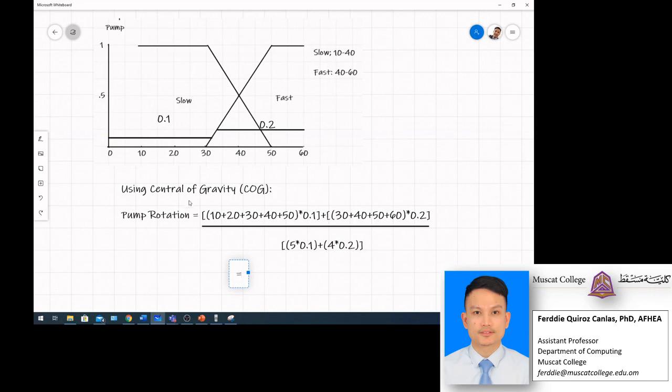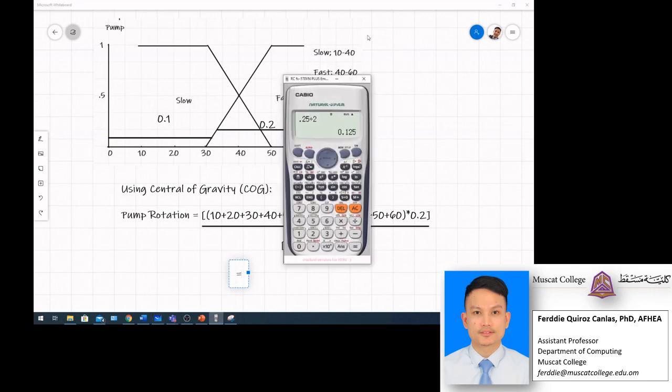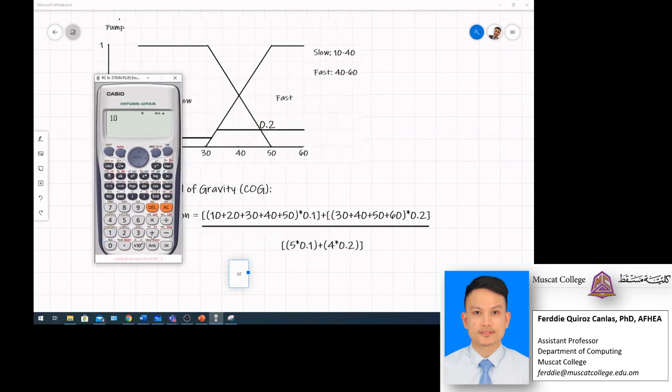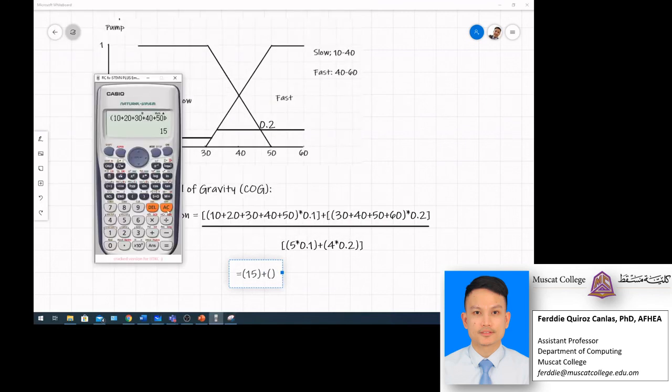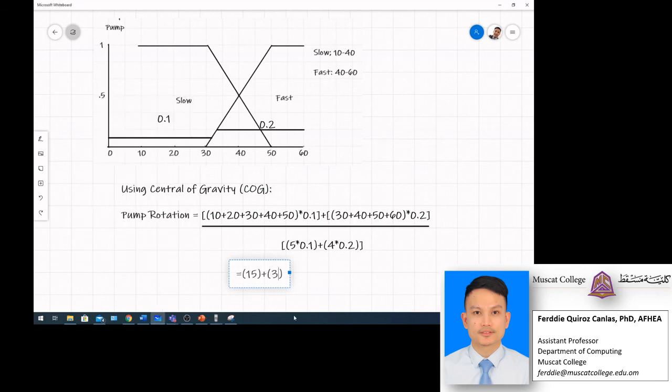So please do the honor of calculating the first half. So we could get the first half here. So 10 plus 20 plus 30 plus 40 plus 50 multiplied by 0.1, we will get 15. So the first parenthesis is 15, plus the other parenthesis we have to calculate as well. So we have 30 plus 40 plus 50 plus 60, then close parenthesis, multiplied by 0.2. So we will get 36. So the second parenthesis is 36.